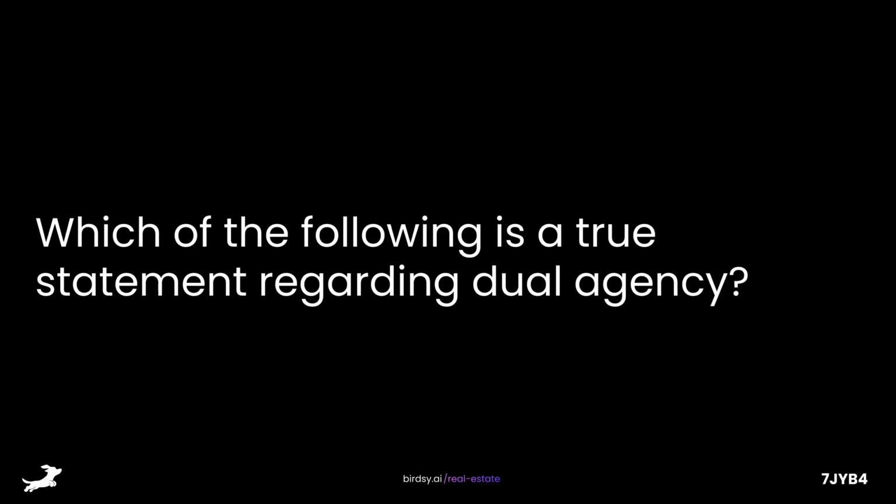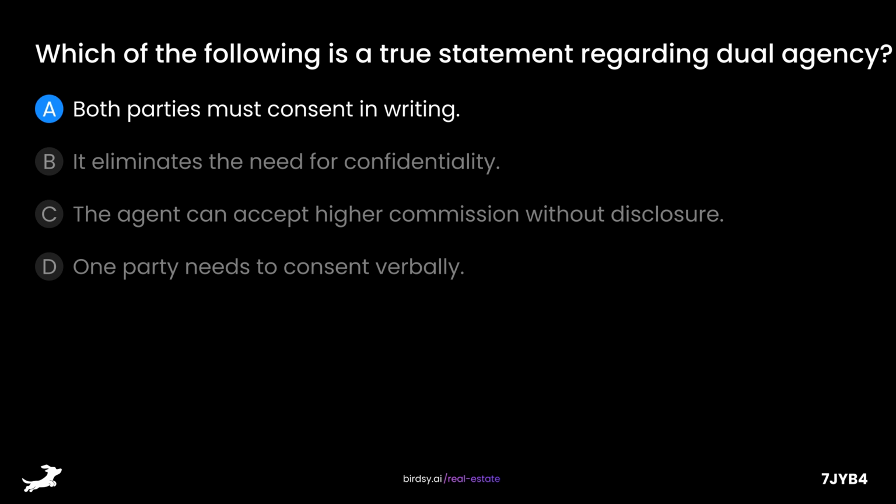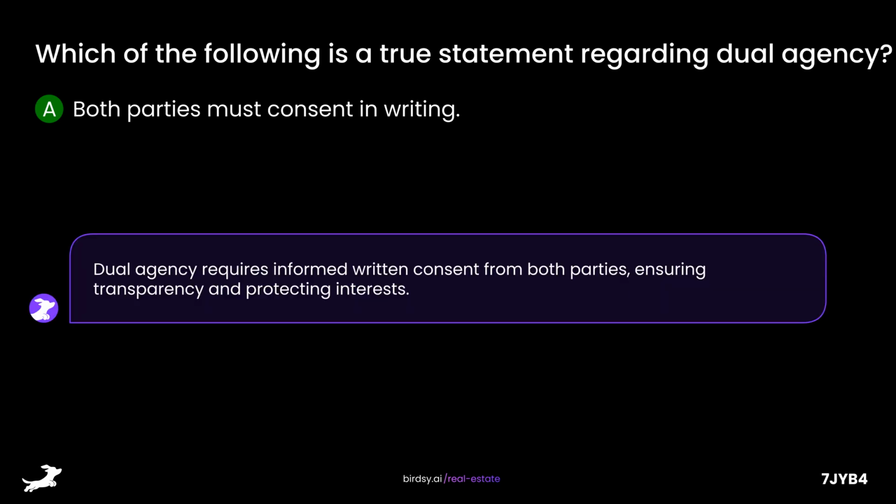Which of the following is a true statement regarding dual agency? Is it A, both parties must consent in writing? B, it eliminates the need for confidentiality? C, the agent can accept higher commission without disclosure? Or D, one party needs to consent verbally? The answer is A, both parties must consent in writing. Dual agency requires informed written consent from both parties, ensuring transparency and protecting interests.